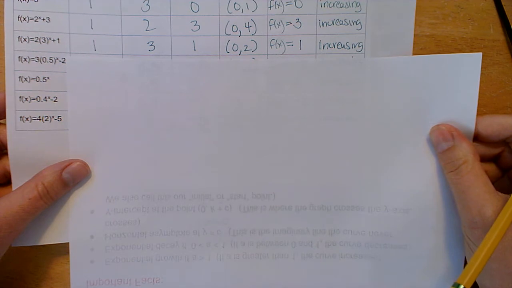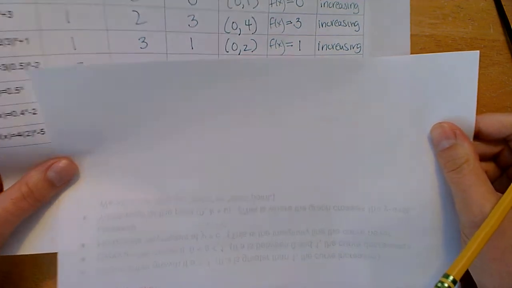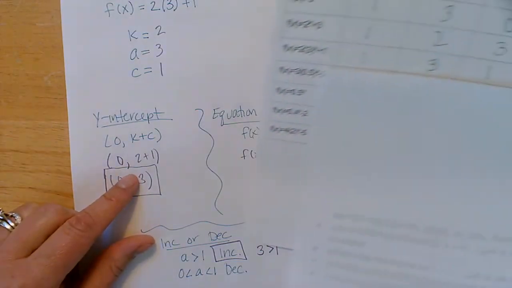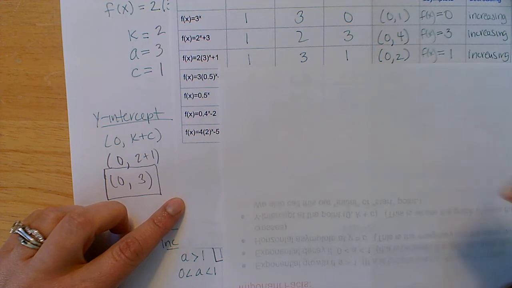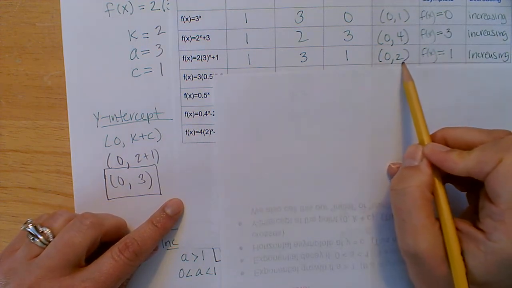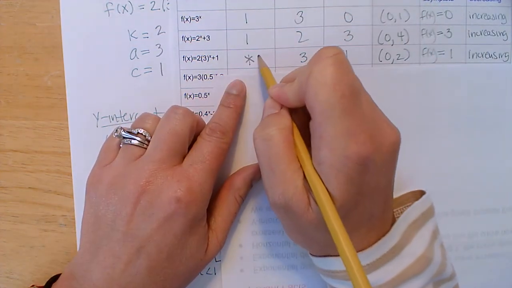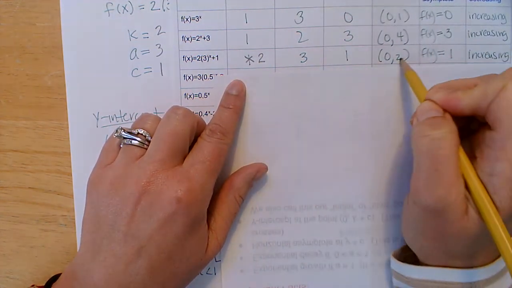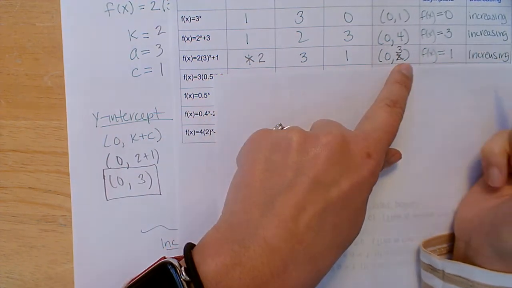If you need to pause this, please pause it, or even slow me down if I'm going a little too fast. Oh, did I make a mistake here? Hold on, let's check this out. Because my y-intercept here, I said is 2. However, what did I get wrong? The value of k. Let's fix that. So this is 2, and this would be 3, because 2 plus 1 is 3.